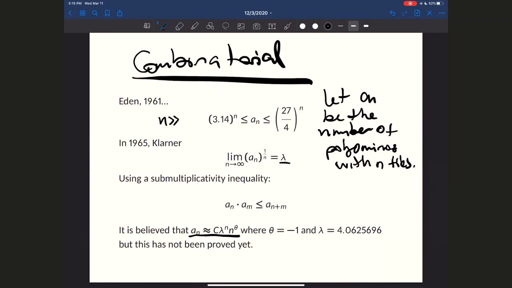So it is believed that it looks like a constant, lambda to the n, of course, and n to the power, some power, and that power is believed to be -1. And this is the best conjecture with computational experiments that are there.